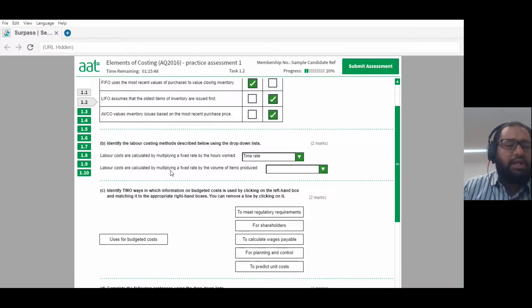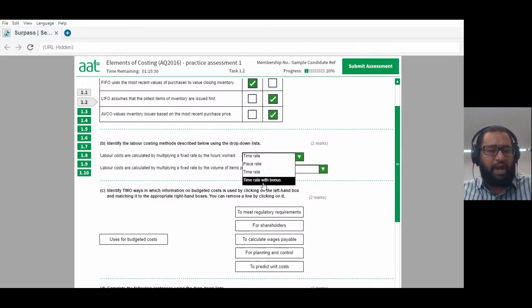produced. So that means they say if you make one item, it'll cost you £1. It means we'll give you £1. So if you make 300 items, 300 volume multiplied by fixed rate of £1, this is going to be a classic example of piece rate. So if you have time rate with bonus, it means it's a combination of both.